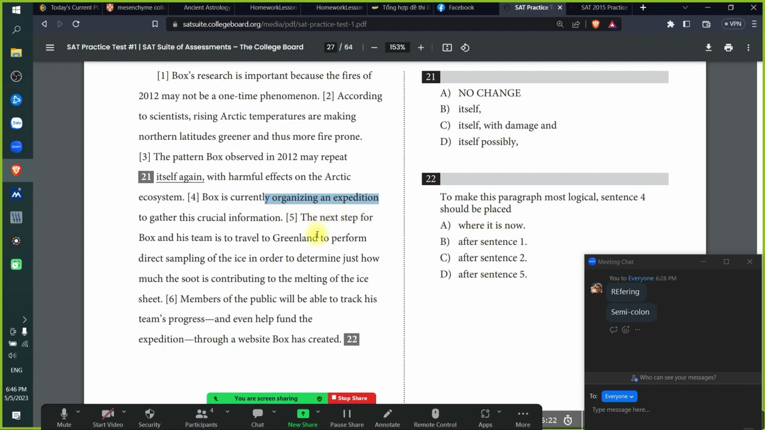So, number 4, this crucial information should be placed where? After sentence 5. It must be placed after sentence 5 to be correct. Any question? No. Okay, good.